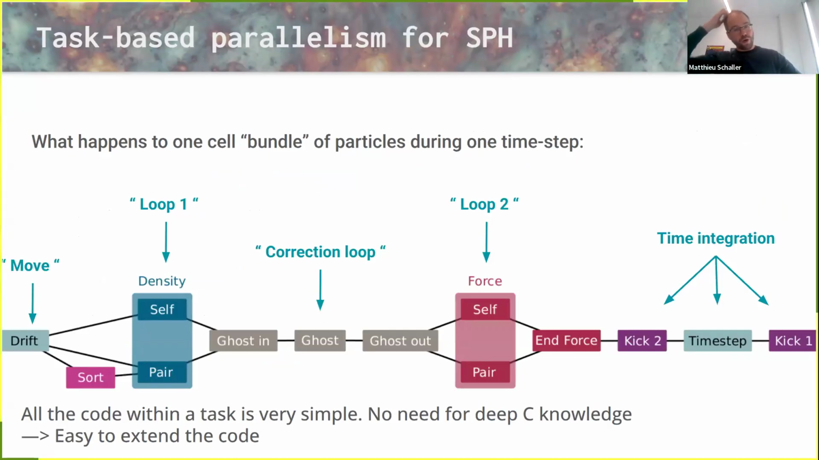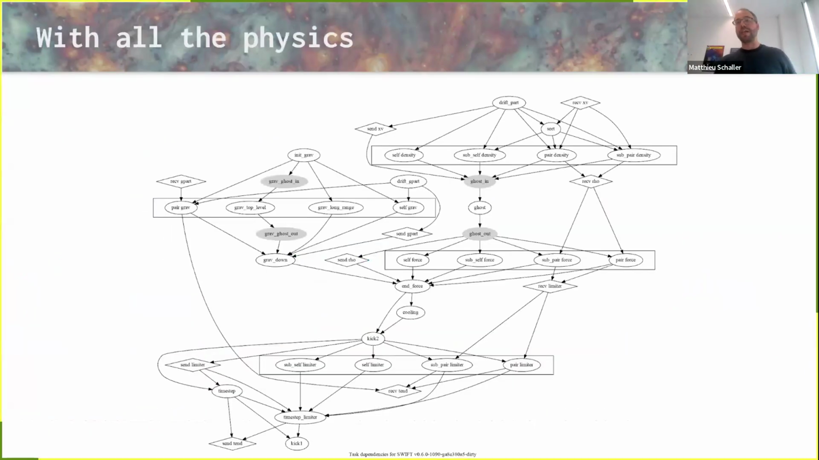And as I said before, all of the code within a task is very simple. No need for deep C knowledge. And so as a consequence, it's fairly easy to extend the code to change the equations in there. I don't have to worry about what an atomic operation is or a mutex operation is or any of this. My collaborators who don't necessarily work on the depth of the code can really easily extend the physics rapidly. Now, in real life, it's more complicated because you have more processes, you have gravity, you have hydrodynamics, you have star formation, so your oriented graph can become quite complex, but the spirit is there. The spirit of my advertisement trying to sell you task-based parallelism is still there.